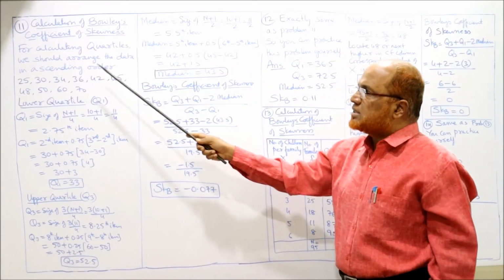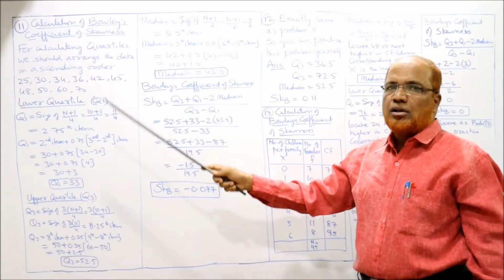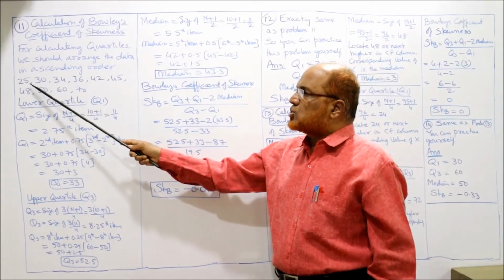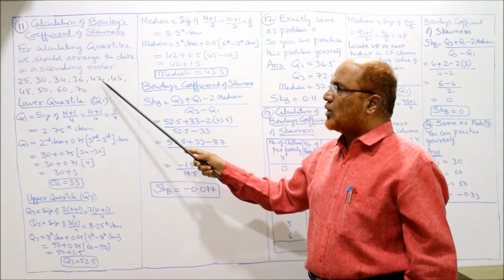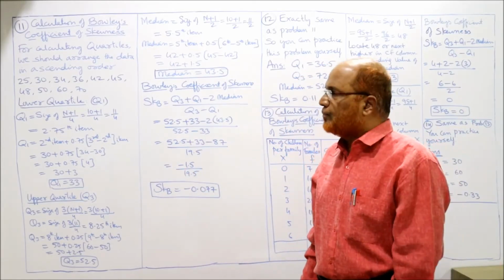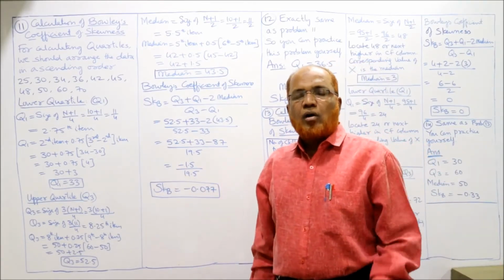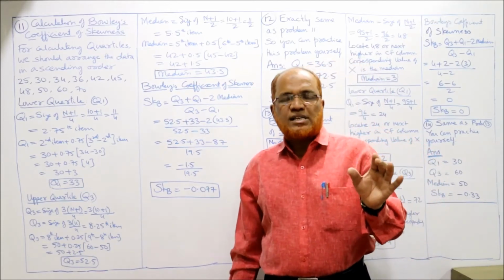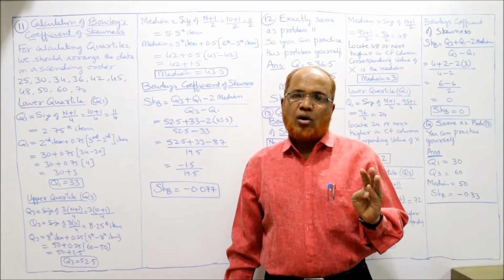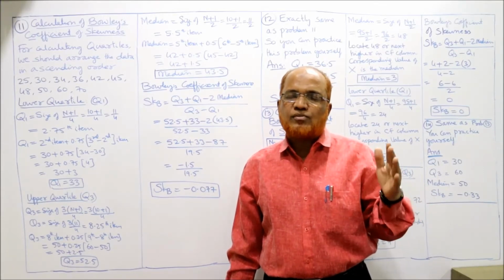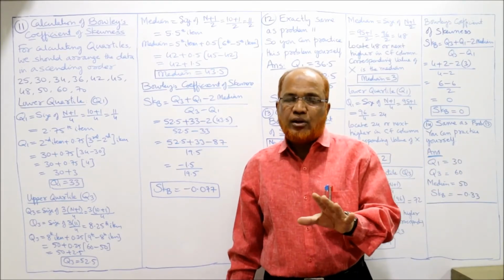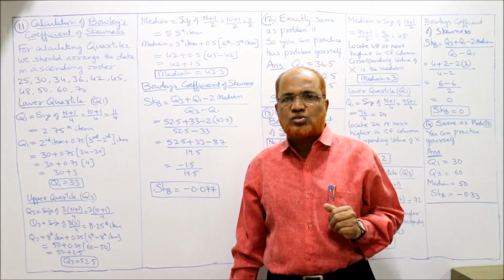For calculating quartiles, we should arrange the data in ascending order. In the problem, all mixed up values are given. So we have arranged them first: 25, 30, 34, 36, 42, 45, 48, 50, 60, 70 in increasing, ascending order. Now the lower quartile. If you have already watched the video on measures of central tendency, you are perfect at calculating the median and quartiles. Already so many problems on median and quartile we have done in measures of central tendency. If you have not watched my video on measures of central tendency, go back to those videos.